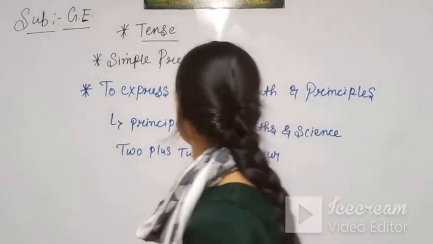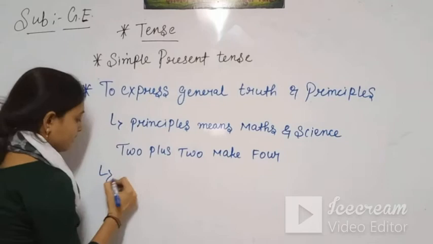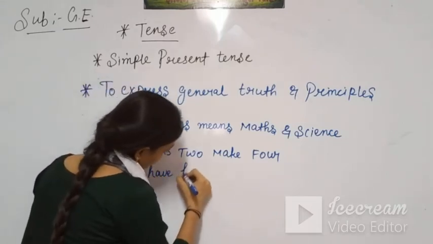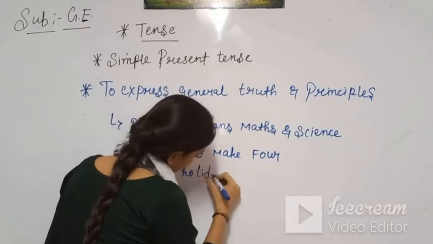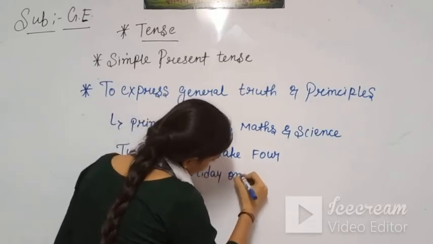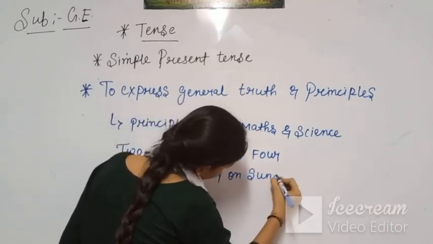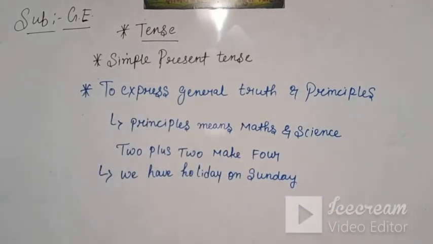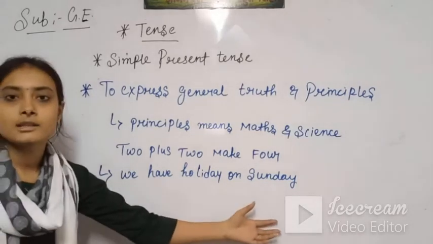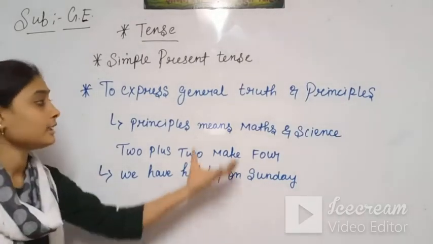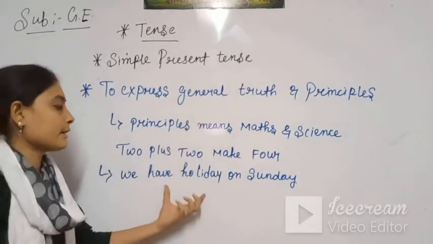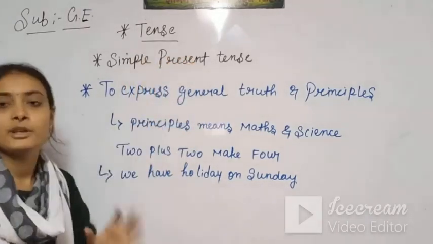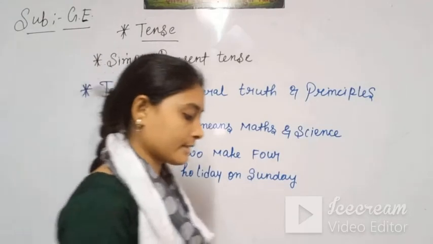Then one general truth, right? We have holiday on Sunday. That is the general truth. We have holiday on Sunday. That is the general truth. So, if we have to describe the general truth, then we use the present tense. Clear?